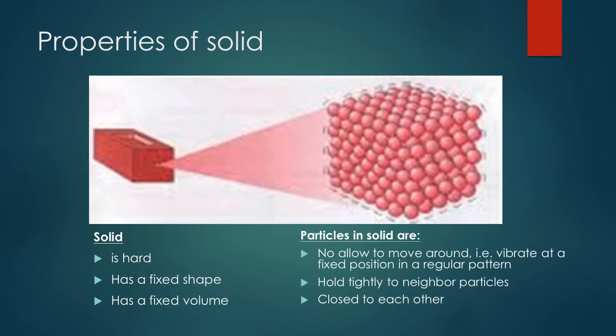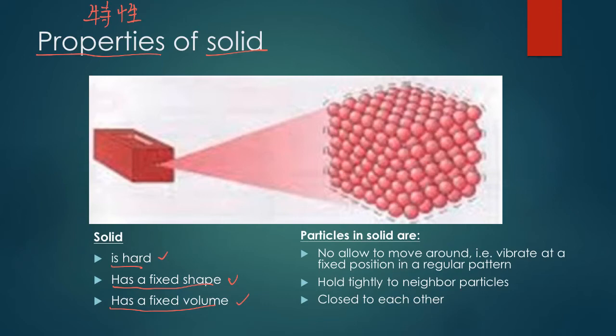So right now we know that solids have the following properties. First of all, solid is very hard, and it has a fixed shape as well as a fixed volume. If we try to explain these properties, properties here means special behavior or characteristic of a substance, 特性. So how can we explain these using the particle model?